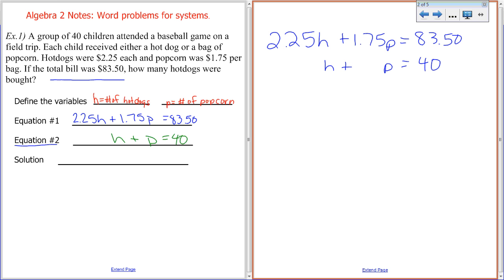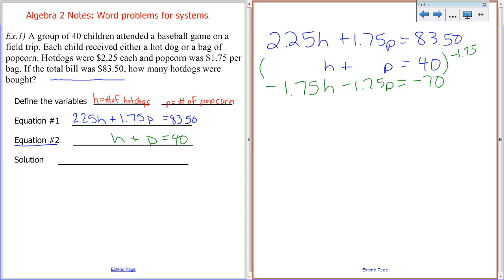I chose the negative 1.75. Why would I choose that? There's a couple of reasons. One, it's the smaller value, right, guys? So it's going to keep my numbers smaller. The other thing is when we multiply this equation by negative 1.75. So let's go through and do that. That gives me negative 1.75H. Negative times a positive is negative 1.75P. And then this is a negative 70.